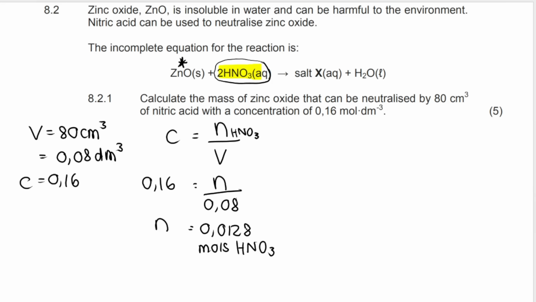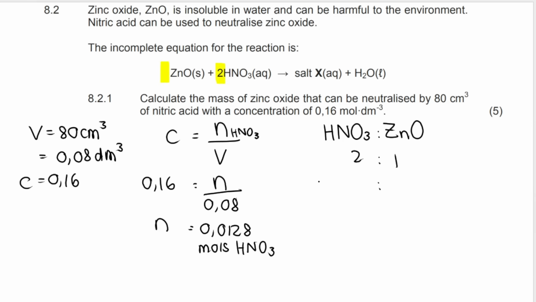That is what is going to be neutralized. Now remember, my ultimate goal is to work out the mass of zinc oxide. So I'm going to do a mole ratio to get from this part of the equation to this part of the equation. So the two substances that are in my mole ratio, HNO3 to ZnO. That is a 2-to-1 ratio. And if you forgot where to get the ratios from, remember it's the big numbers, the coefficients, 2-to-1.